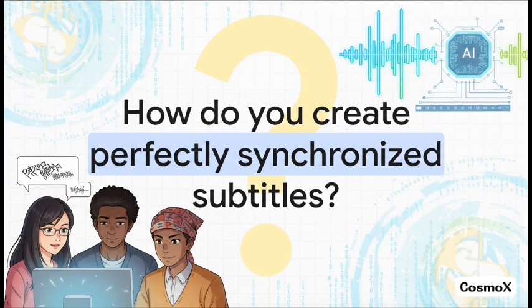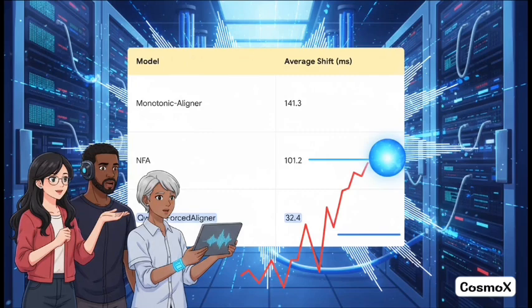Getting the timing of each word to pop up on screen at the perfect moment has always been a massive headache for automated systems. Well, this problem is solved by the Qwen3 Forced Aligner. This table here shows the average timing error in milliseconds. The best competitor is off by over 100 milliseconds, which is definitely noticeable. Qwen3 slashes that error down to just 32 milliseconds. That is a delay so small it's basically imperceptible to the human eye. It's a huge leap in precision.